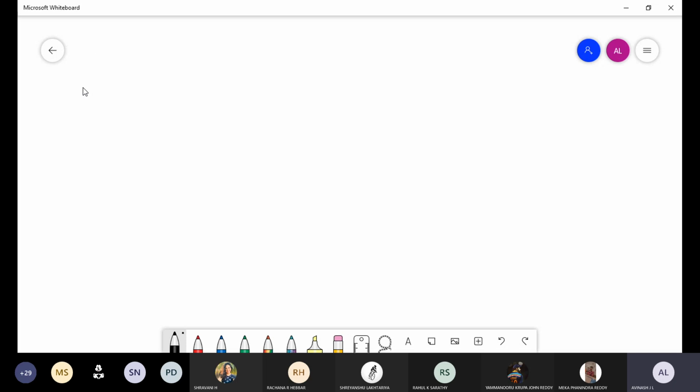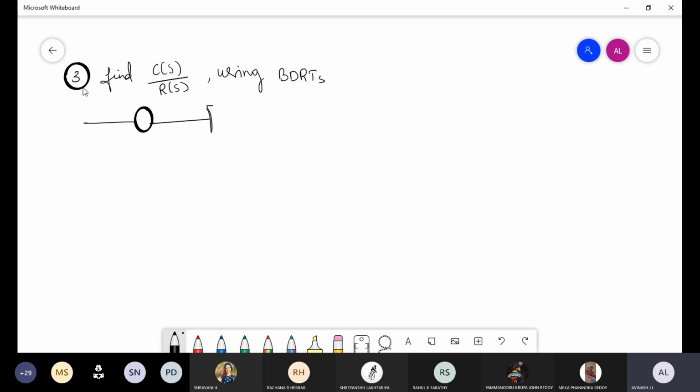Take the third numerical, I think so. Same thing. Consider the block diagram shown in the figure below. Find C of S divided by R of S by using block diagram reduction techniques. The numericals will be in this particular format: the question. This is also one of the university examination numericals.